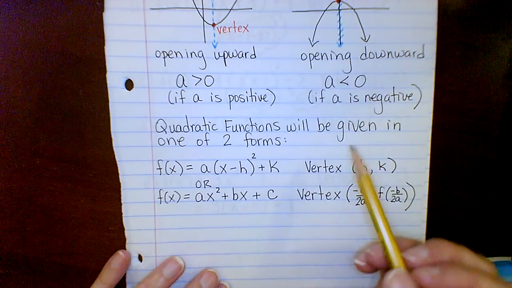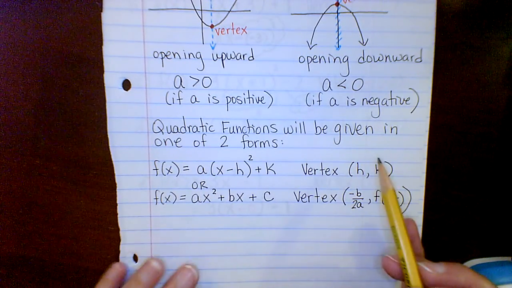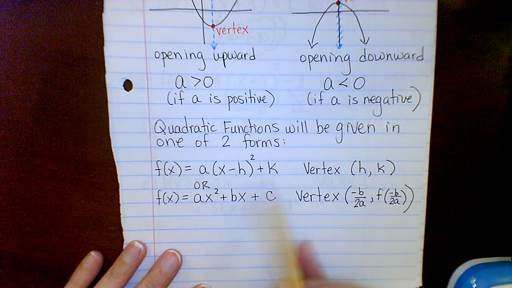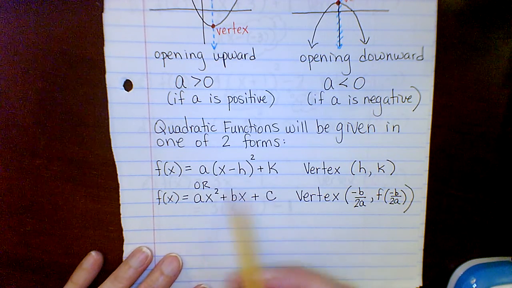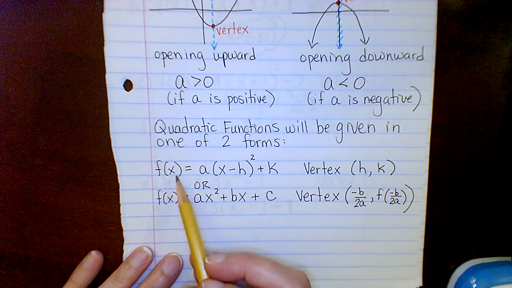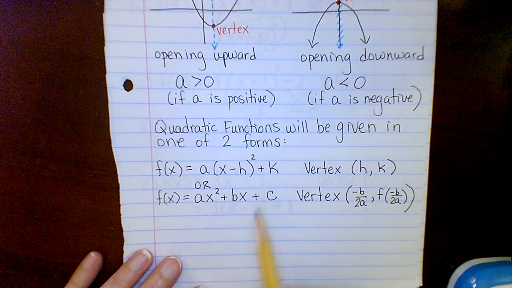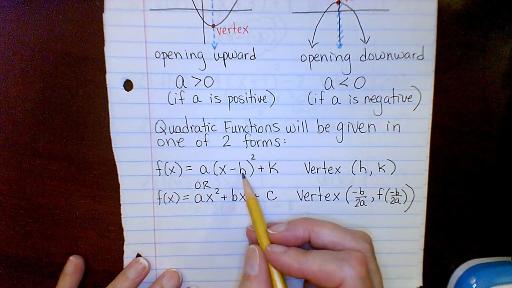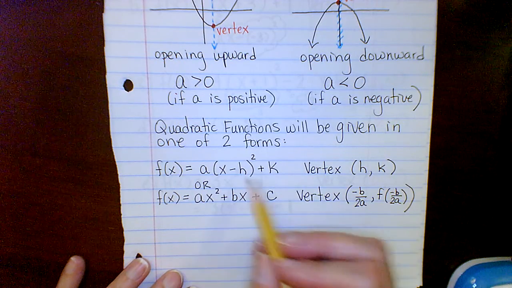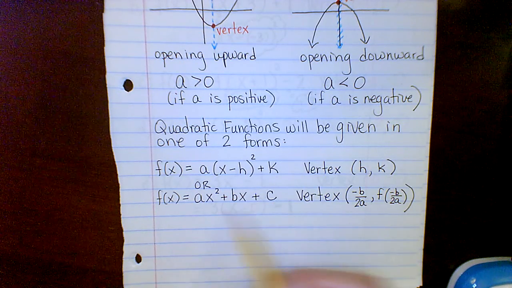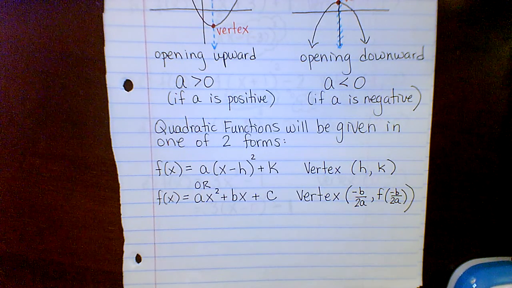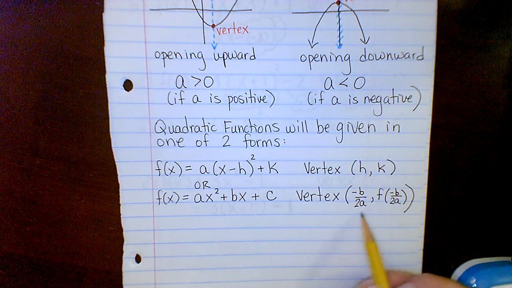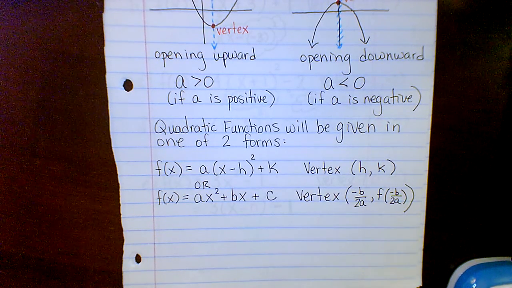The quadratic functions that we're going to be looking at are going to be given in one of two forms. It's either going to be in this form, where it's already in that completing the square form, or it's going to be in the standard form. In this form, we're able to just read off the vertex as being that number h and that number k, whatever numbers are in those locations. In this standard form, it's a little trickier to determine the vertex. In that case, we're going to use a formula, which is not as menacing as it looks initially.